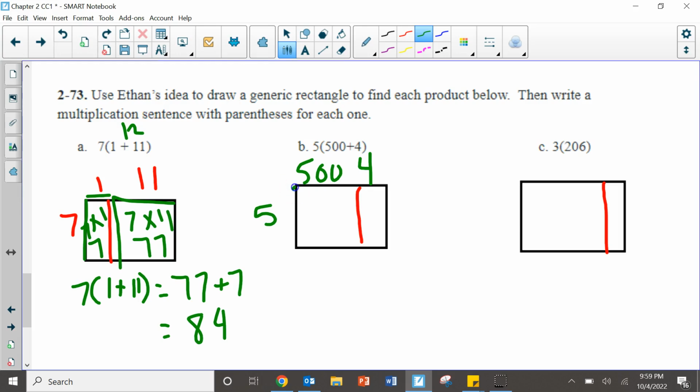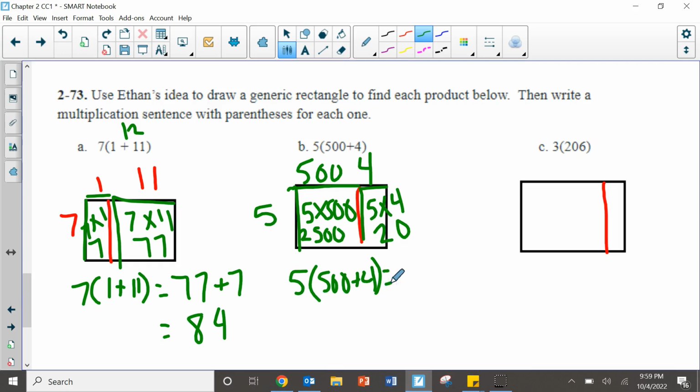So back to finding area. So we find the area of this box. This is a 5 by 500, which equals 2,500. Watch how many zeros you put. And this is a 5 by 4. And that is 20. So 5 times 500 plus 4 is equal to 2,500 plus 20, which is equal to 2,520.